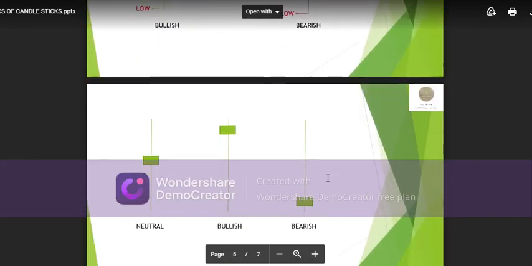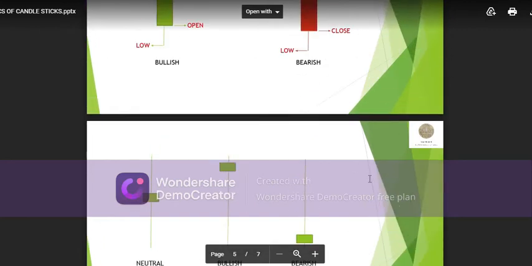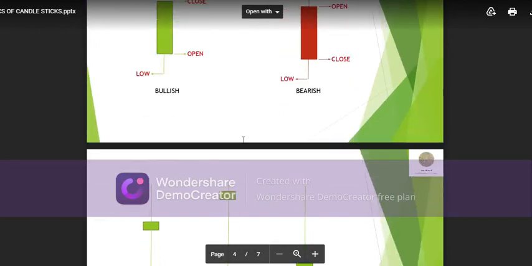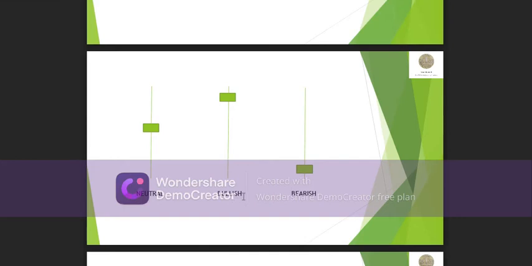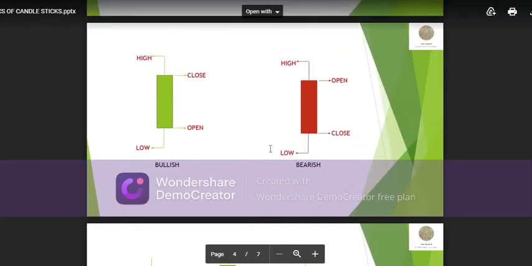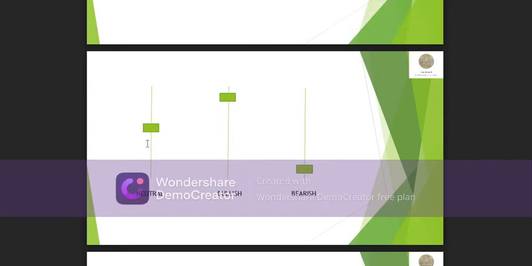Next, we try to understand the different variations in candlesticks. I have a bullish candlestick, but there are other types: neutral, bullish and bearish. Depending on the shape of the candlestick, we will understand what type of candlestick it is, whether bullish, bearish or neutral. Here you see a long wick. The top wick is long and the bottom wick is long too, and you have a very small body.